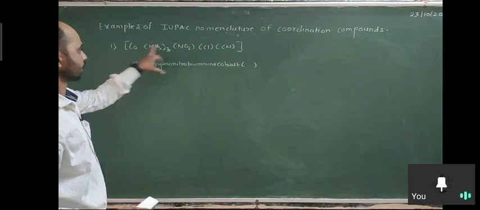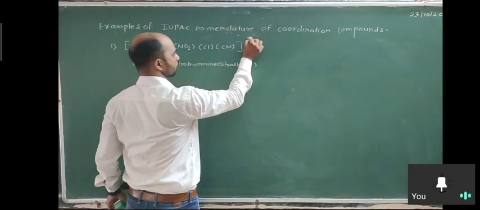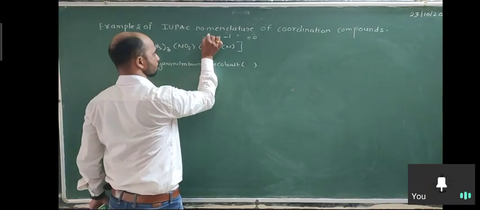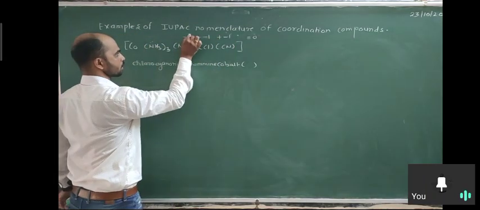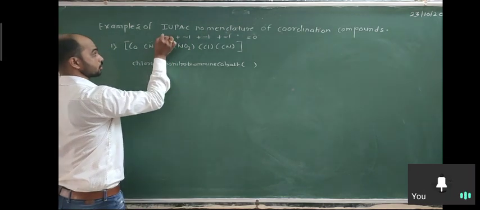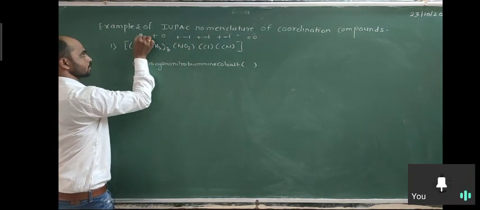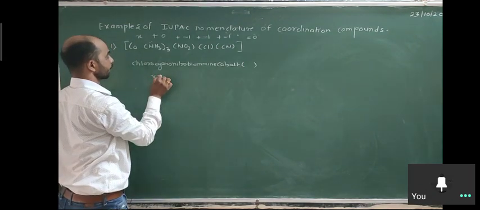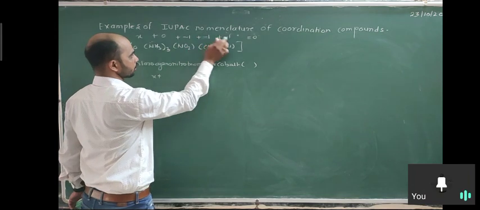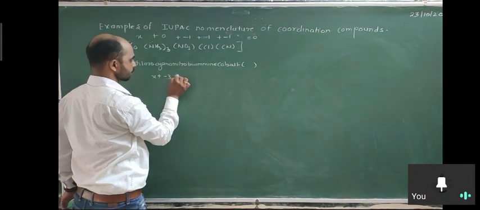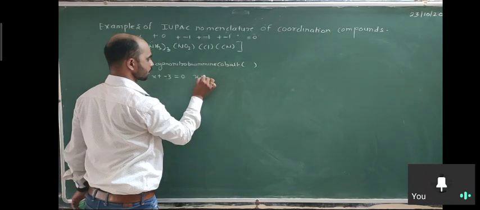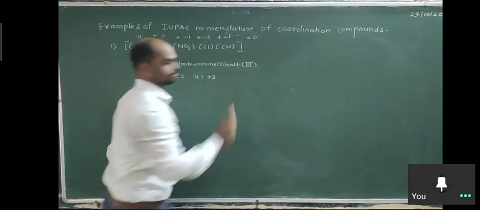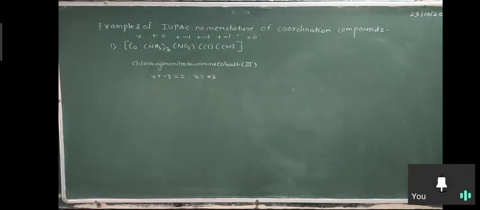Then write the oxidation state. What is the oxidation state? Here the charge is 0, so we balance to 0. Cyanide shows -1, Cl shows -1, NO2 shows -1, NH3 shows 0, plus X for cobalt. So X plus the three -1 charges, X minus 3, is equal to 0. Then X is equal to plus 3. So write the oxidation state 3.